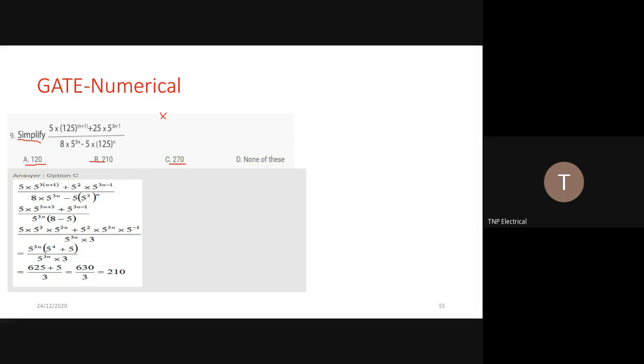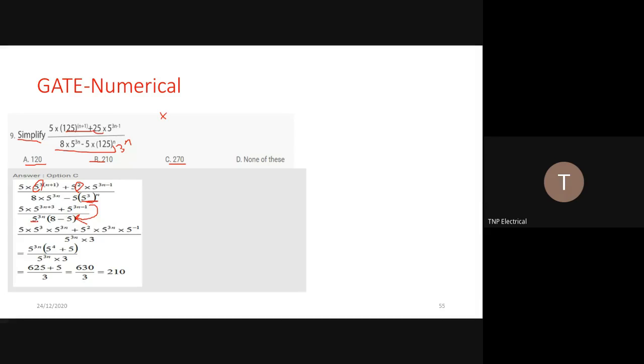You can represent this 125 as 5 cube, and this 25 as 5 square. Here, it is also represented as 5 to the power cube. Since 125 can be represented as 5 to the power 3, 5 to the power 3 to the power n can be represented as 5 to the power 3n. Again you get some common terms here.